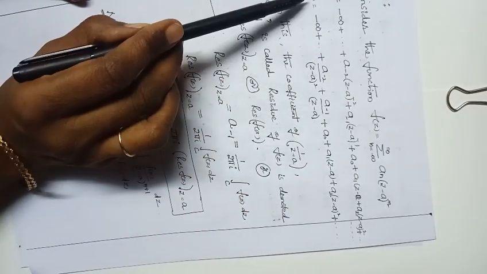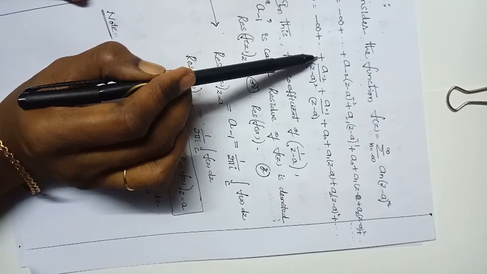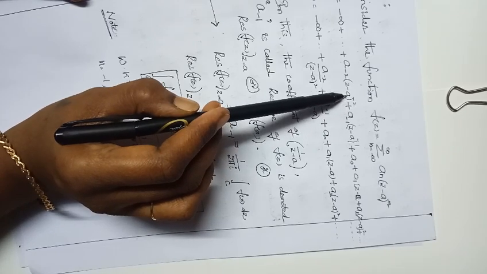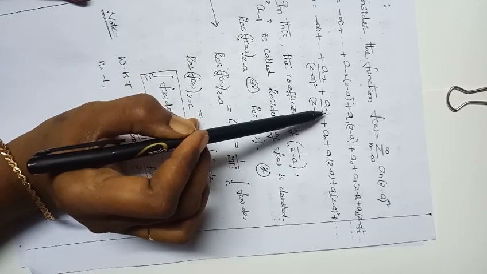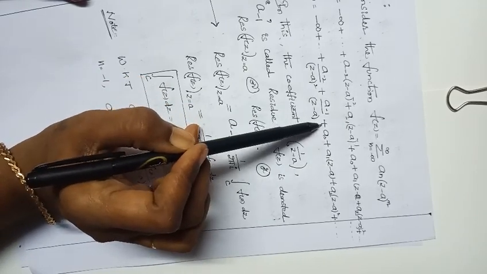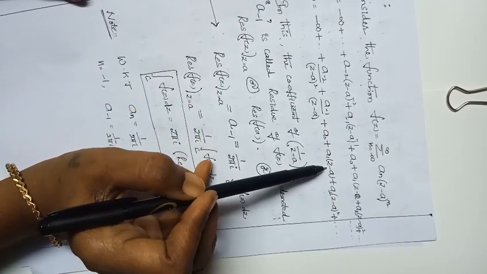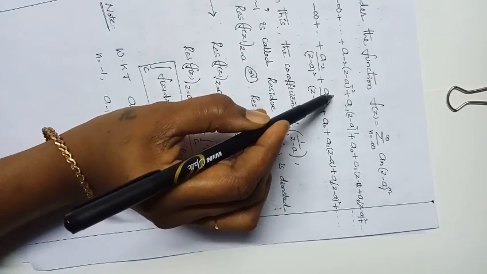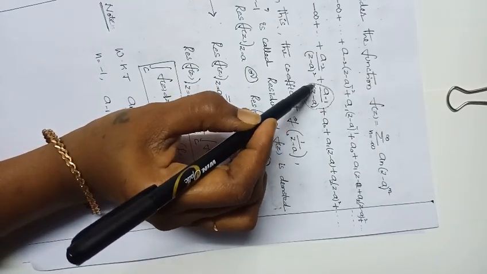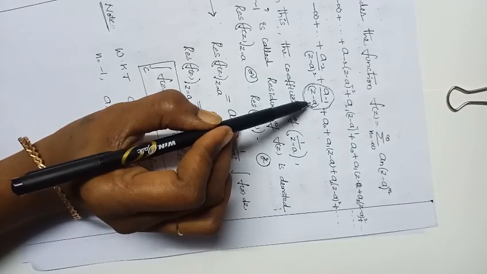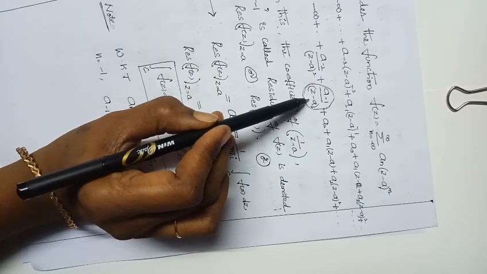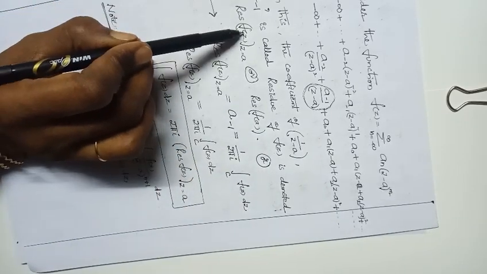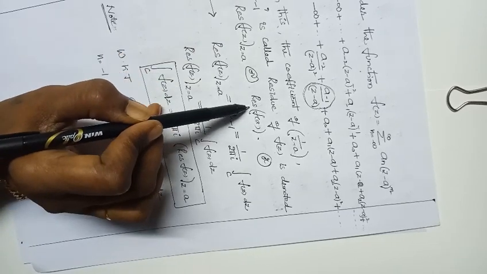Now the same series can be written as f of z equals minus infinity plus and so on plus a minus 2, z minus a power minus 2. To get positive power, take it in the denominator: a minus 2 by z minus a whole square, plus a minus 1 by z minus a whole power positive 1, plus the remaining as it is: a naught plus a 1 z minus a plus a 2 z minus a whole square plus and so on. In this expansion, the coefficient of 1 by z minus a, which is a minus 1, is the main term to define residue. It is called the residue of f of z, denoted by residue of f of z at z equal to a, also written as residue of f of a.